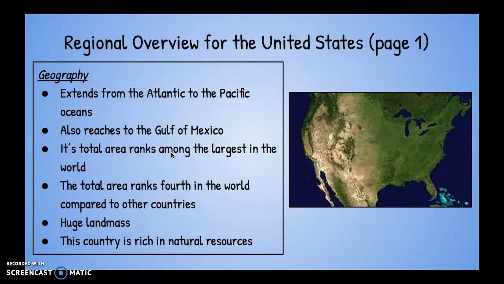This slide has to do with the geography of the United States. There are 6 bullet points. The first says the United States extends from the Atlantic to the Pacific Ocean. It also reaches to the Gulf of Mexico. Its total area ranks among the largest in the world, 4th compared to other countries. It is a huge landmass, and this country is rich in natural resources.